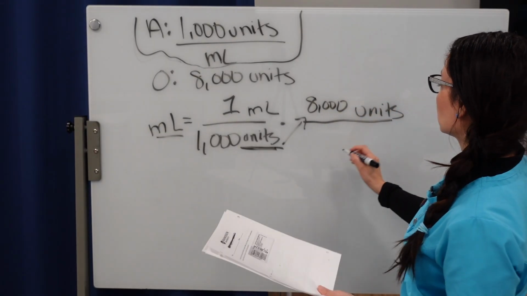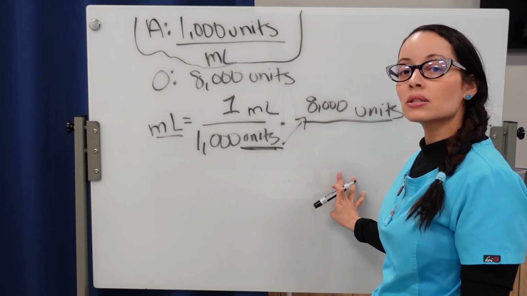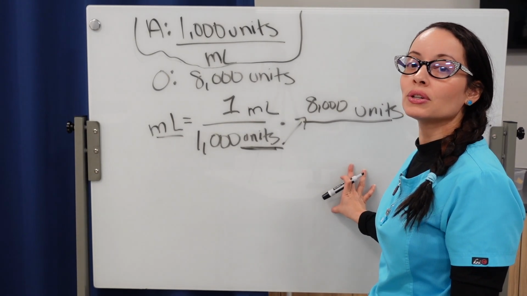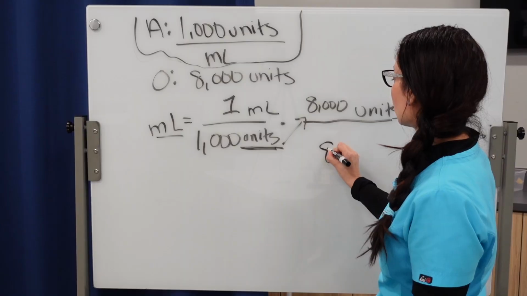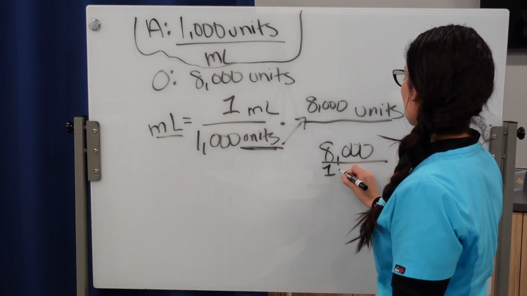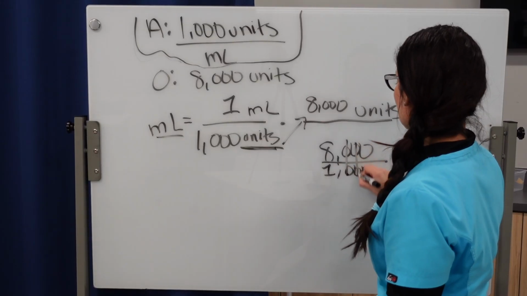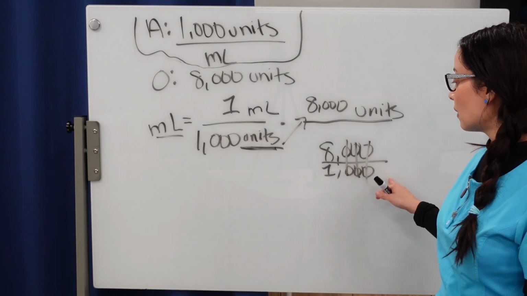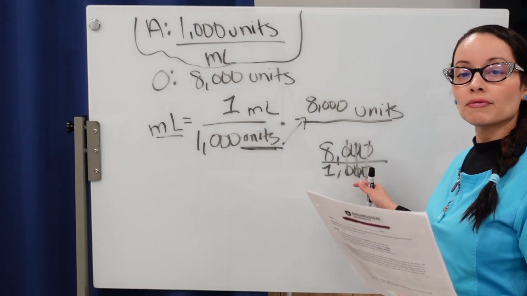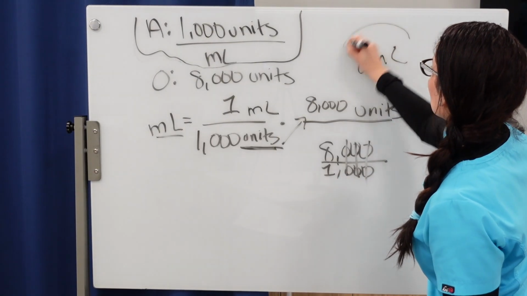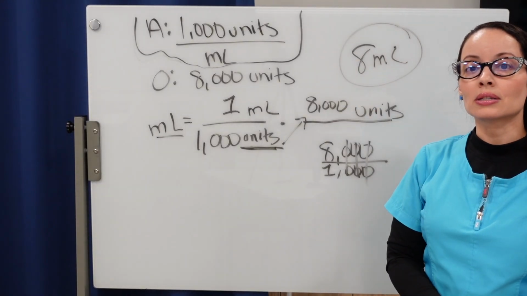So again, with dimensional analysis, you're going to be timed. This is why crossing zeros out saves you time, because you don't even need to use the calculator. When you divide 8,000 over 1,000, you cross out your zeros, and anything divided by 1 is itself. So 8 divided by 1 is 8. So the final answer is 8 milliliters.